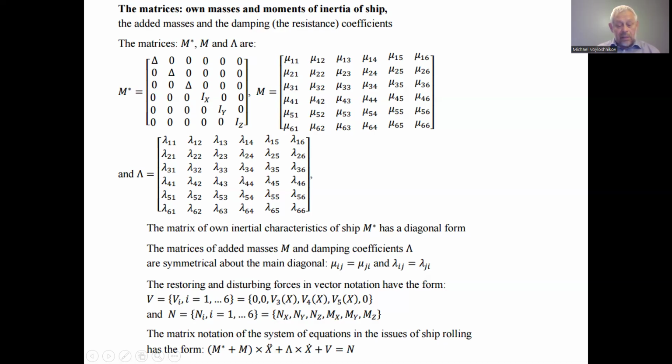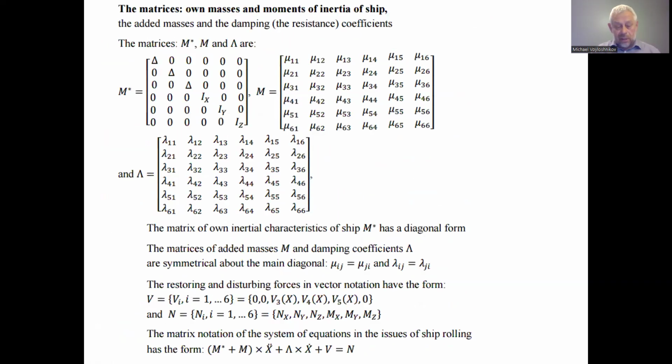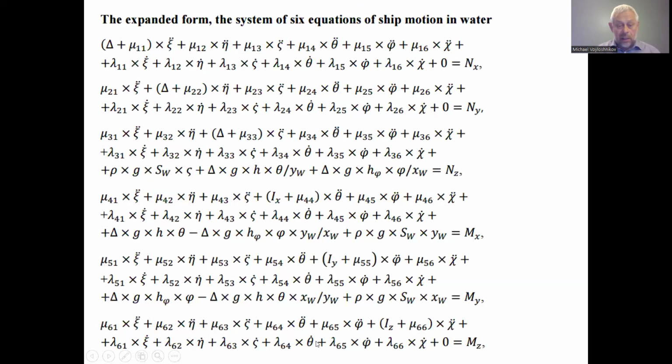And plus the second summand, the matrix of the damping coefficients, product by the first derivative of the vector of the ship motions, and plus the restoring forces, equal to the disturbing forces. This is the general form of the equations of the ship motion in the water environment. This is an open form of these equations. The last equation looks like that in the most general approach.